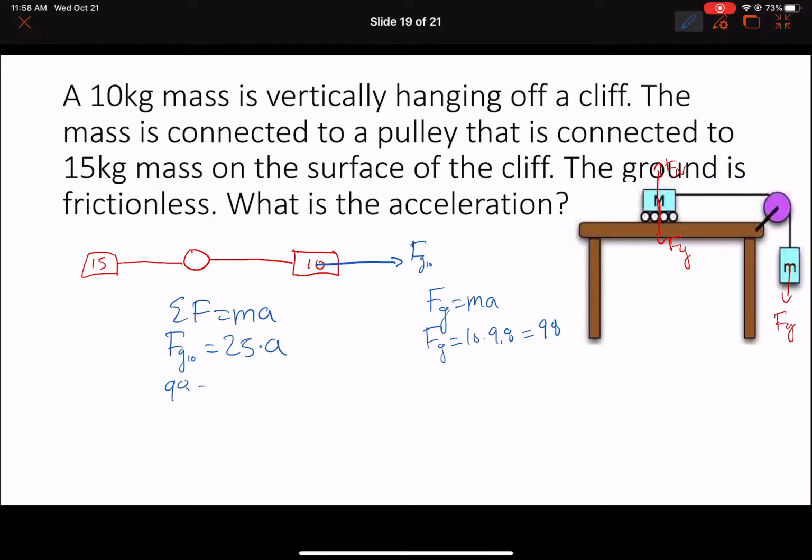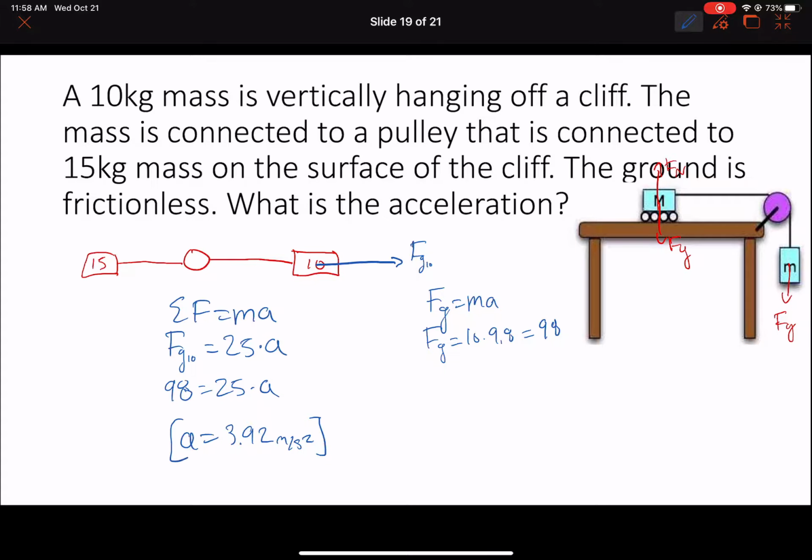So we have 98 equals 25 times a. So that means my a is about 4 something. 98 divided by 25, we get, what, 3.92 meters per second squared.